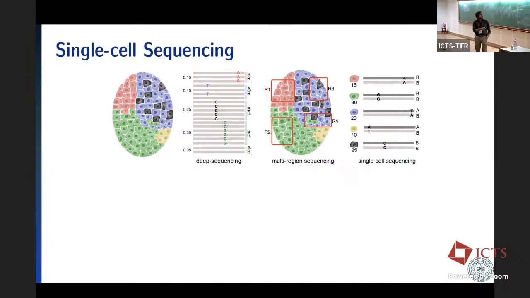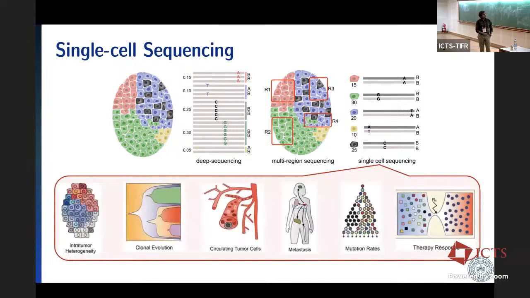Okay, so this particular approach became more popular, let's say, 5-6 years back, and there have been a lot of developments in this space, and it has been applied in answering many different types of questions related to cancer, whether it's of course studying intratumor heterogeneity and clonal evolution, but also looking into circulating tumor cells, metastasis, the migration pattern of the cells and response of the cells to different therapy, and so on, right? So we are going to look at this particular question of tumor evolution from single cell sequencing datasets.